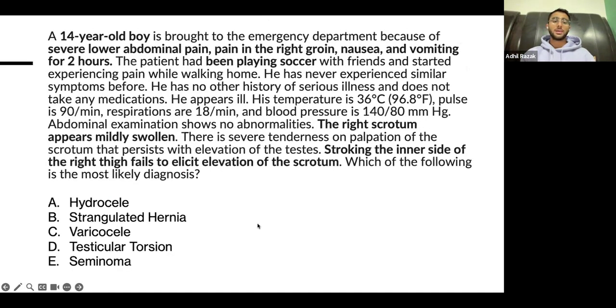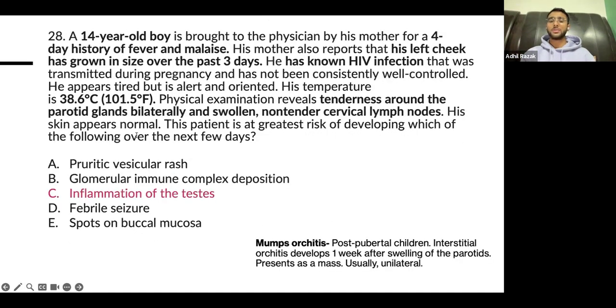Yes, the answer is C. It is orchitis associated with mumps. So this immunocompromised patient has HIV, and he also contracted mumps along with it. It happens in post-pubertal children, and there's interstitial orchitis that happens about a week after the parotids swell up. It presents as a mass and is usually unilateral. Very straightforward.